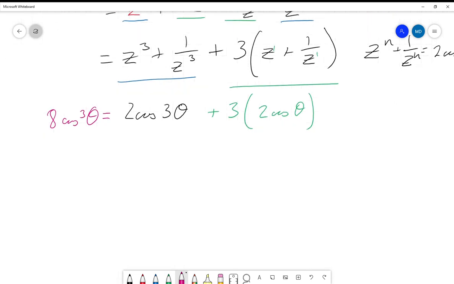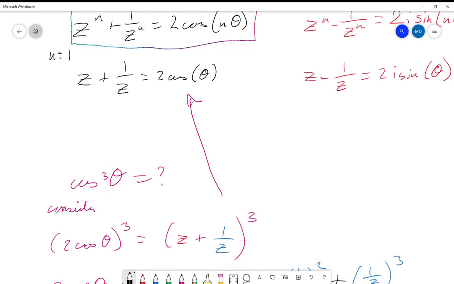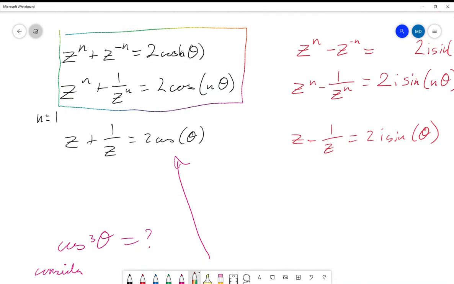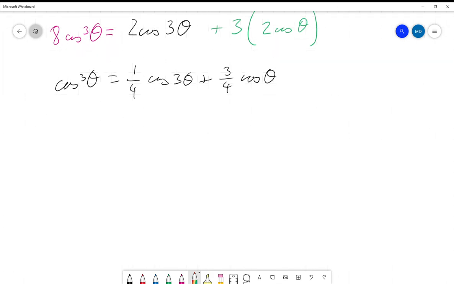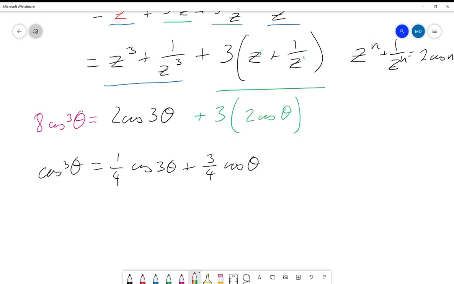And then all we need to do is simplify and divide by 8. So we get cosine cubed theta equals 2 divided by 8, which is a quarter, 1 quarter of cosine 3 theta, plus 3 times 2 is 6, 6 divided by 8 is 3 quarters, plus 3 quarters of cosine theta. And there you go. That's all there is to it. That's how you can write something like this down here, cosine to the power of 3 theta, in terms of triple angles, single angles, double angles, etc. And you can do it for any of them.